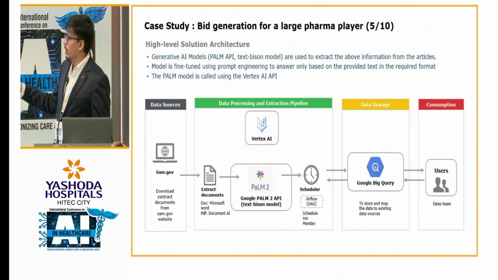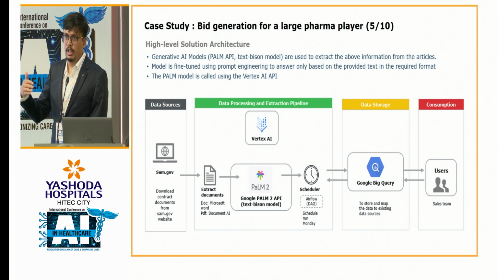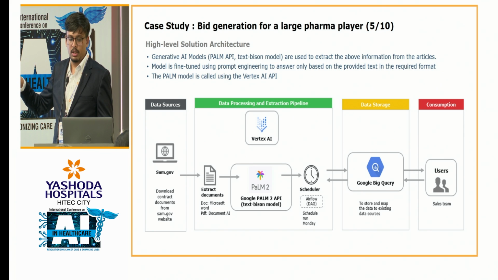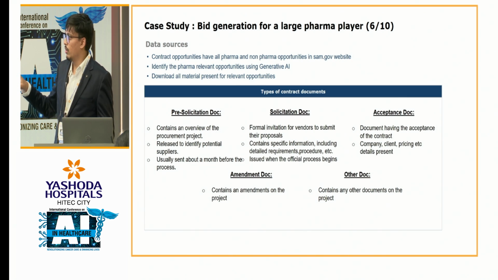Then the scheduler is simply to schedule this every day, so this runs on a specific schedule. Then we extract all of this and put it in BigQuery, that is our database. And then finally, it goes to the users, that is the consumption layer. So any GenAI-based solution will have these 4 layers. I just wanted to put this here so that you can understand how that works.